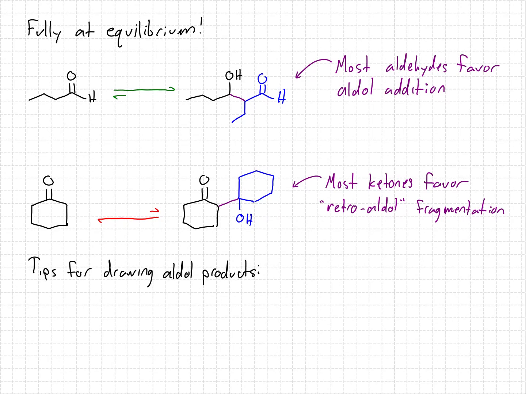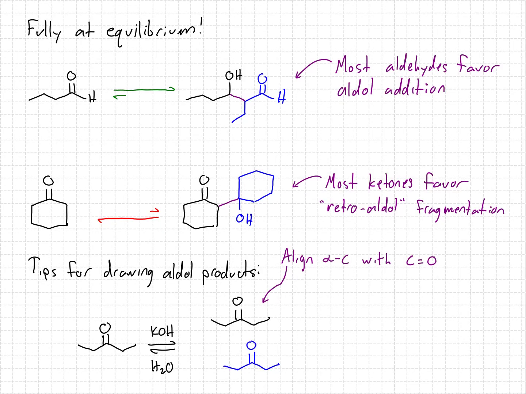Before we move too much farther, I'd like to give you some tips for drawing the products of aldol reactions. We can use this tip to draw lots of products that we'll be seeing throughout the rest of this video. If we have an aldol reaction that's taking place between a ketone or aldehyde and potassium hydroxide or some other base in a protic solvent, the first step would be to align the alpha carbon with the carbonyl carbon. This will line the nucleophilic group up with the electrophilic group, and we can move on to the next step of drawing the product.